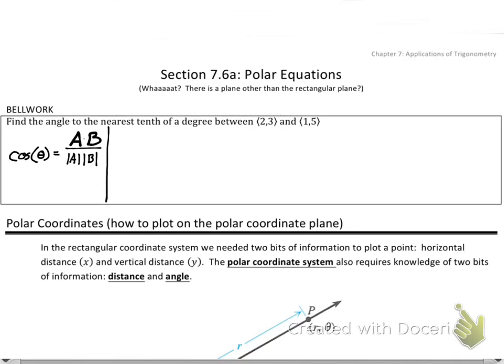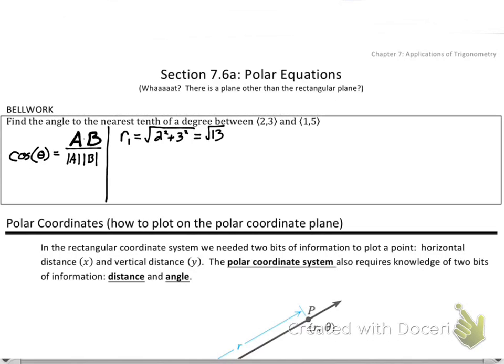A lot of times we let R stand for our magnitudes, so we're going to say R1 is for that vector 2, 3. This is going to be the square root of A squared plus B squared. Well, our A for 2, 3 is 2, so it's 2 squared plus 3 squared. So our magnitude is going to equal the square root of 4 plus 9, so the square root of 13.